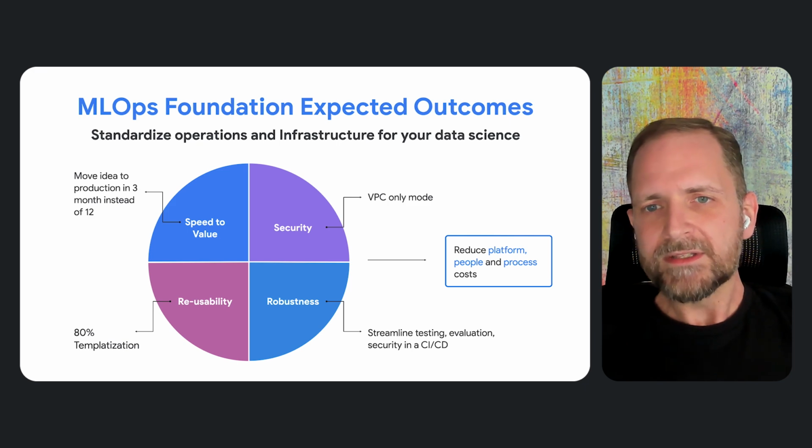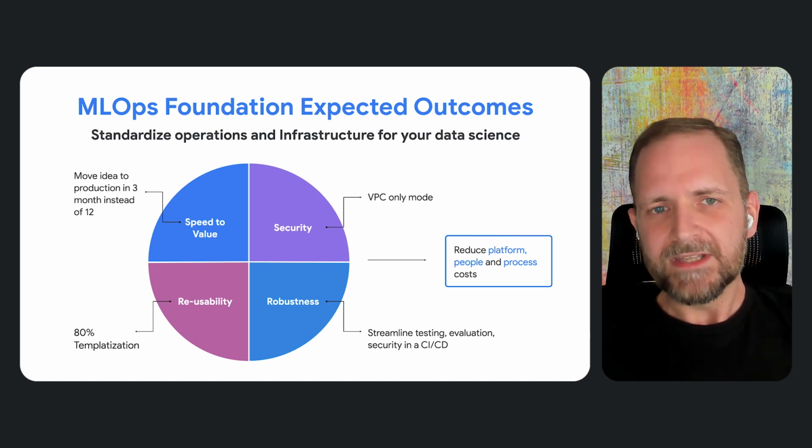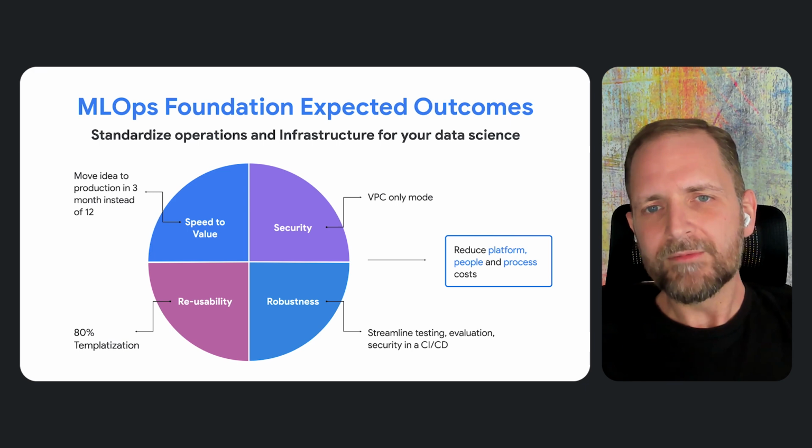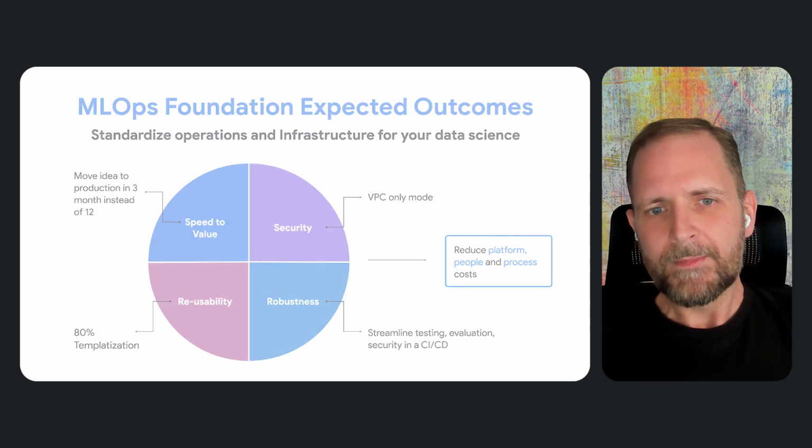And how can we achieve that? By standardizing our repositories, by standardizing our CI/CD pipelines, by standardizing our infrastructure, and also enabling templatization. Most of the time, we want to achieve around 80% templatization in order to make sure that everyone in our environment uses exactly the same principles. By the end of the day, we achieve a reduction in platform, people, and process cost.